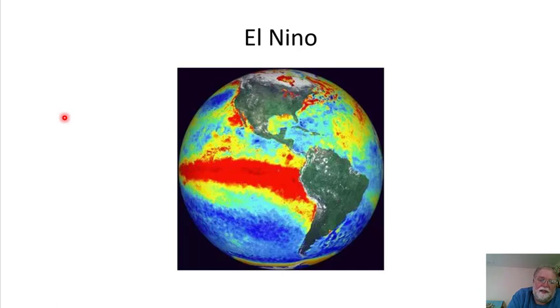Sometimes it happens, sometimes it doesn't, sometimes it's strong, sometimes it's weak, and it affects the weather across the entire planet. And what El Nino essentially is, at its most basic, is a movement of warm water across the Pacific Ocean. That's it, right? In good, strong El Nino years, you will hear people blame everything on El Nino, and maybe it is, but all it really is just warm water moving across the Pacific Ocean.